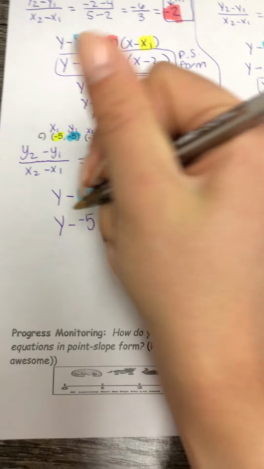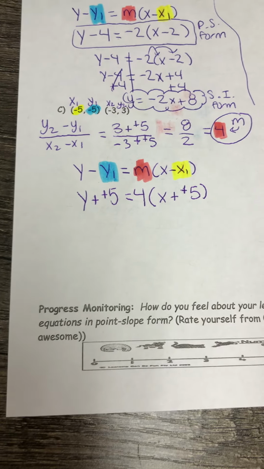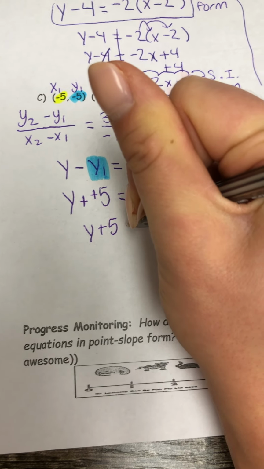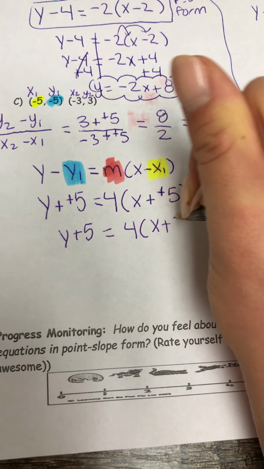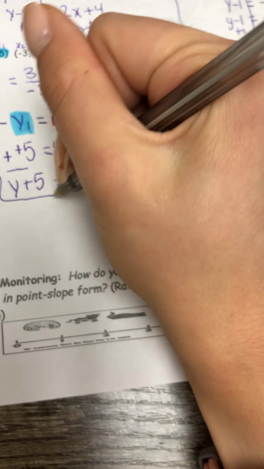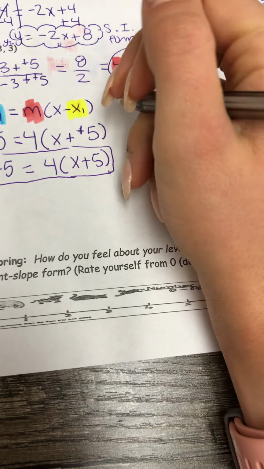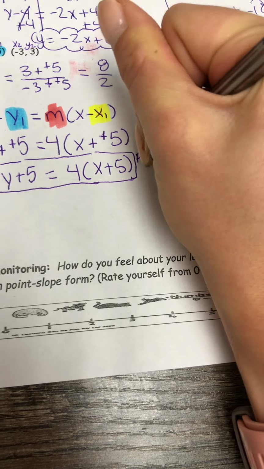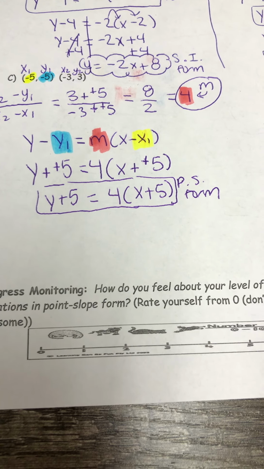Now, I do need to go ahead and simplify. I don't like seeing those two signs next to each other. It really bothers me. This becomes y plus 5 is equal to 4 times the quantity x plus 5. This is in point slope form, not slope-intercept. We're about to find slope-intercept.